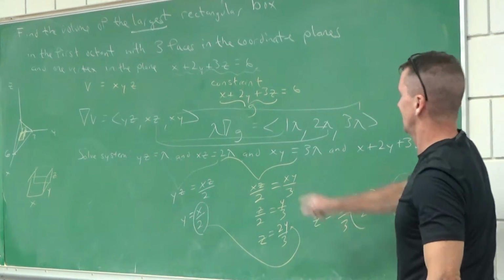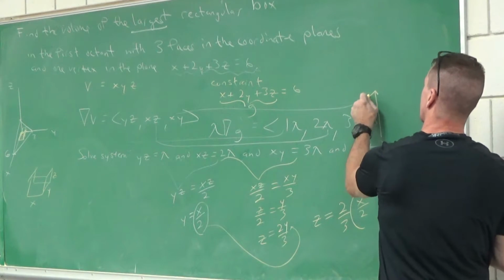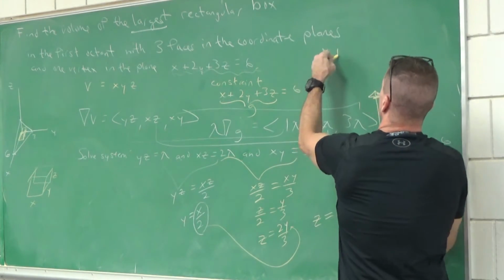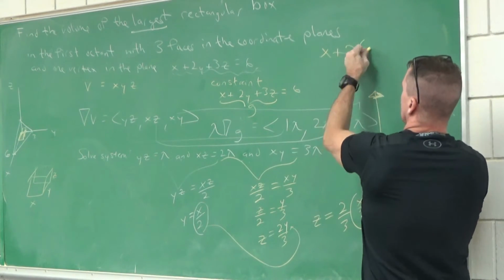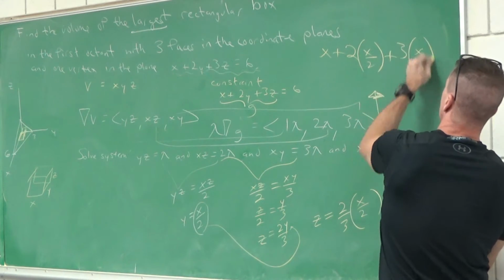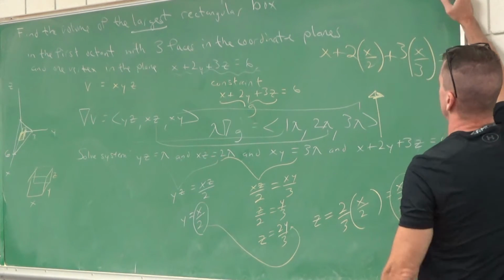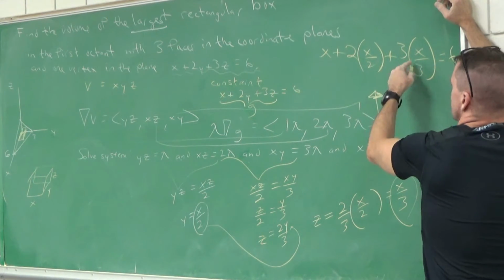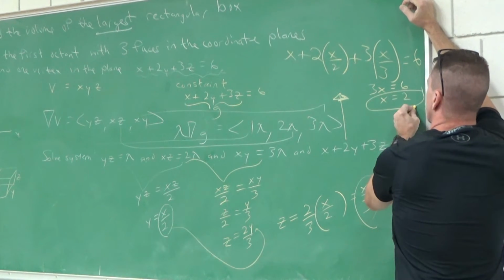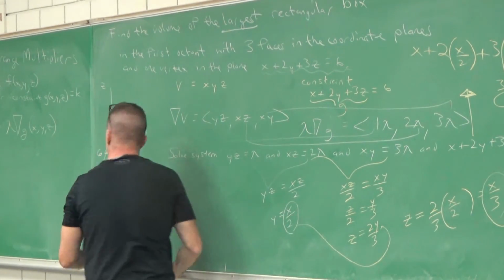There's z, there's y. Let's put them in here. Let me write this again. X plus 2 times x over 2 plus 3 times x over 3 equals 6. Now this comes out real easy. This is just x plus x plus x, 3x equals 6, right? X equals 2. Got one. So we have x equals 2. That's the length of x.